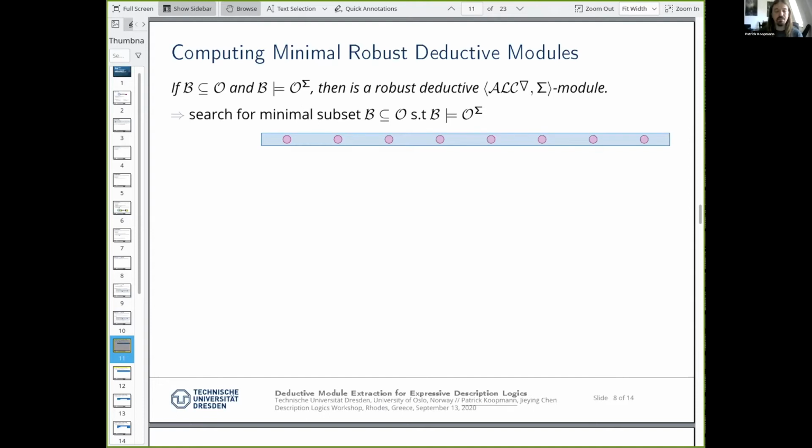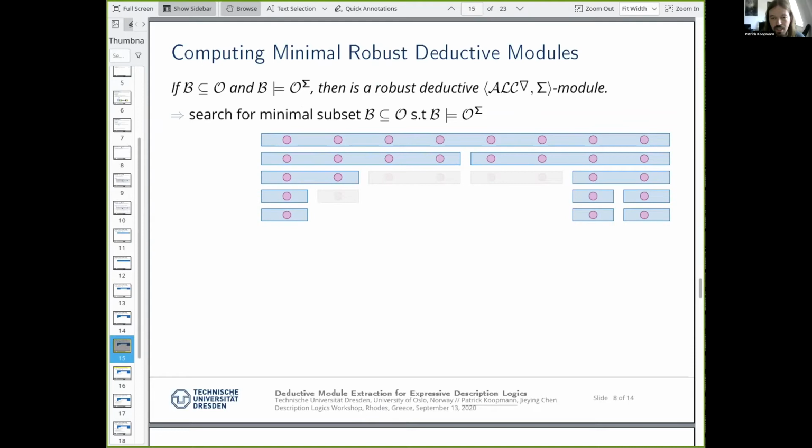Basically all we have to do is to look for a minimal subset of the ontology that entails the interpolant. So we can, for example, use a sort of binary search where we, what happened?